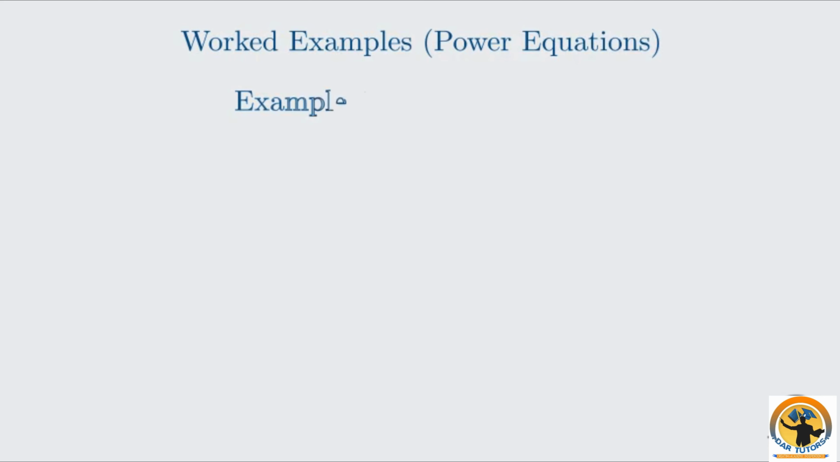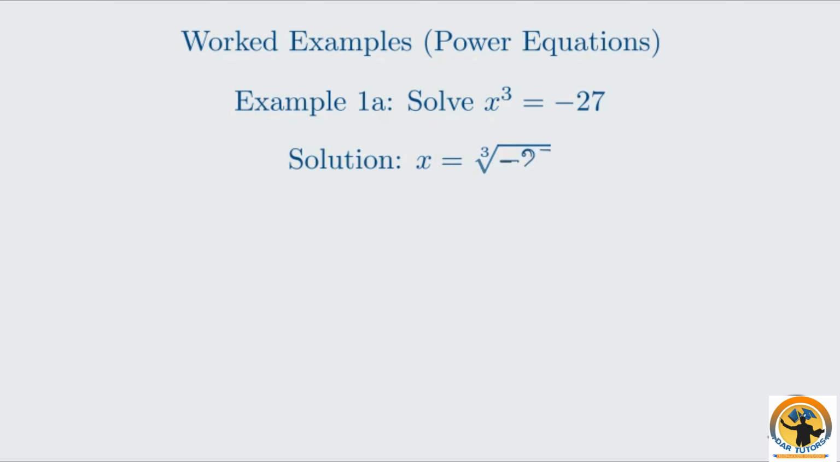Example 1. Solve x cubed equals negative 27. Here, the power n is 3, which is an odd number. As we've learned, an odd power equation will have one real solution. To find it, we take the cube root of both sides. The cube root of negative 27 is negative 3. So, x equals negative 3 is our solution.